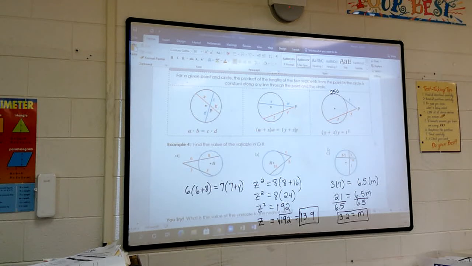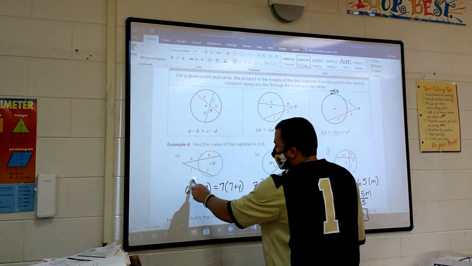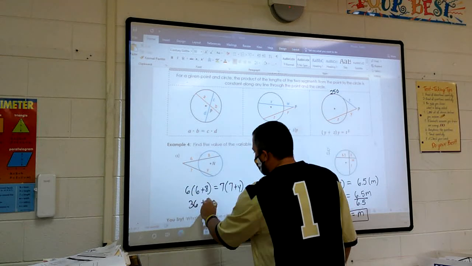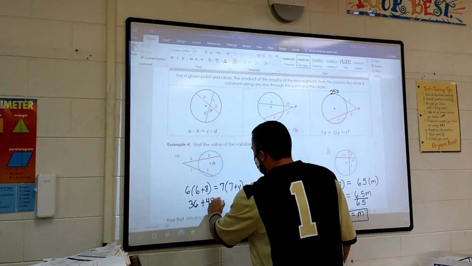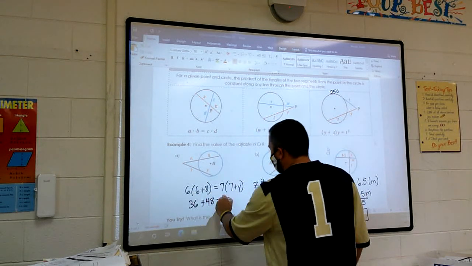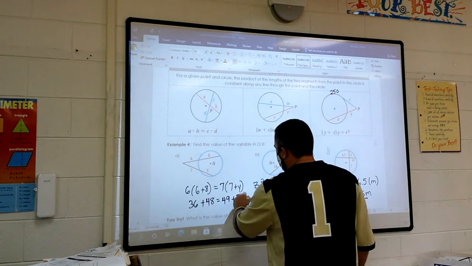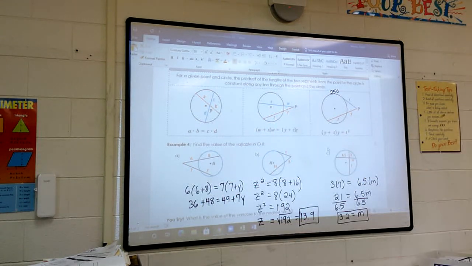So let's think about it. 6 times 6 is 36 plus 6 times 8 is 48 equals 7 times 7 is 49 and 7 times y is 7y. So it looks like a lot, but it's really not. We're just adding and subtracting, and then we're going to divide at the very end. No matter whether we're doing circles, quadrilaterals, absolute value, whatever unit we're in, it all comes back to solving an equation.